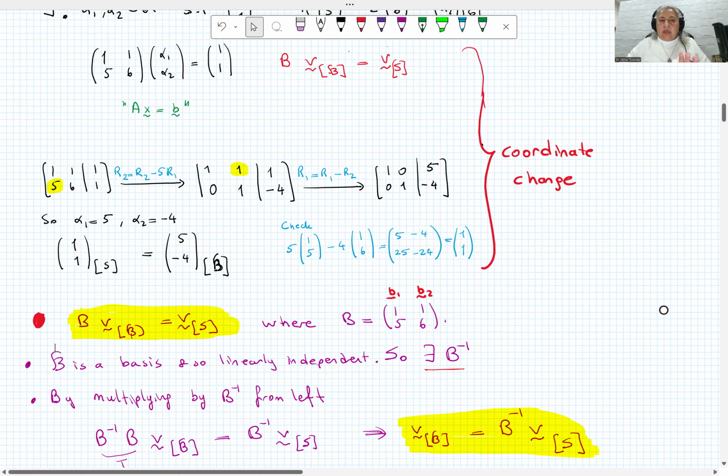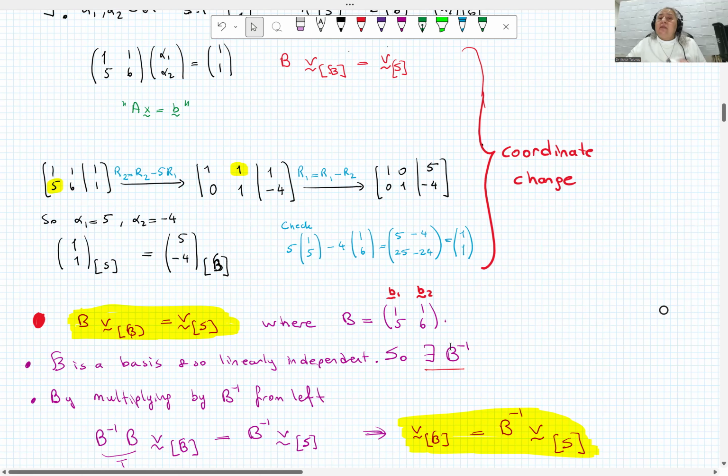And B is a basis, so B consists of linearly independent vectors on the columns of the matrix. If you have a matrix like that, it means it is invertible. If it's an n by n matrix with linearly independent columns, it is invertible. So there exists a B inverse. So in this case, rather than solving this way, we can solve some other way as well.